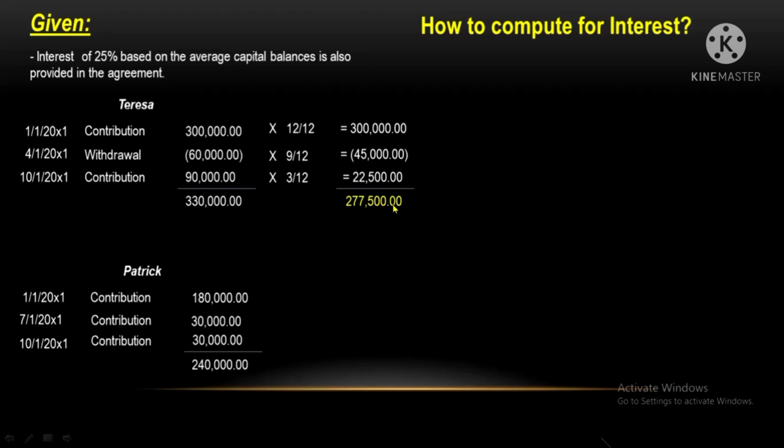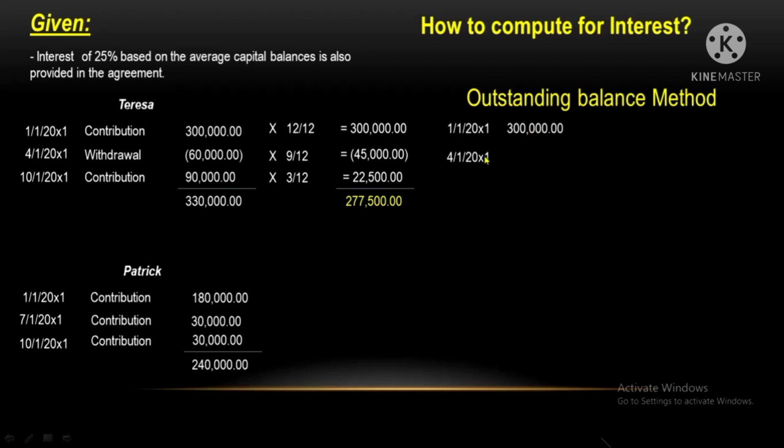277,500. But before we multiply this with the interest rate of 25%, there is another method on how to get the average capital, which focuses on the outstanding capital balance rather than the contribution and withdrawals. So what I mean is, for example, here on 1/1/20x1, the capital balance is of course 300,000 because Teresa contributed that at the beginning of the year. But on 4/1/20x1, instead of putting here the withdrawal of 60,000, we will put here 240,000, which is the outstanding balance of capital coming from 300,000 minus 60,000 withdrawal. And on 10/1/20x1, instead of putting here the 90,000 contribution of Teresa, we have to put here 240,000 plus 90,000 contribution, and we will have 330,000. So that's what I mean about the balances.